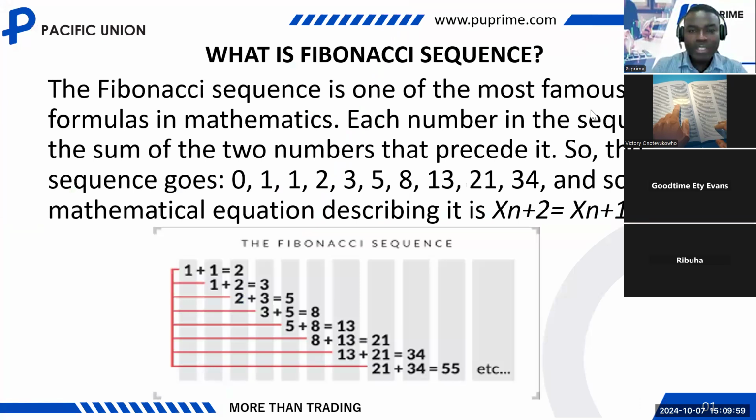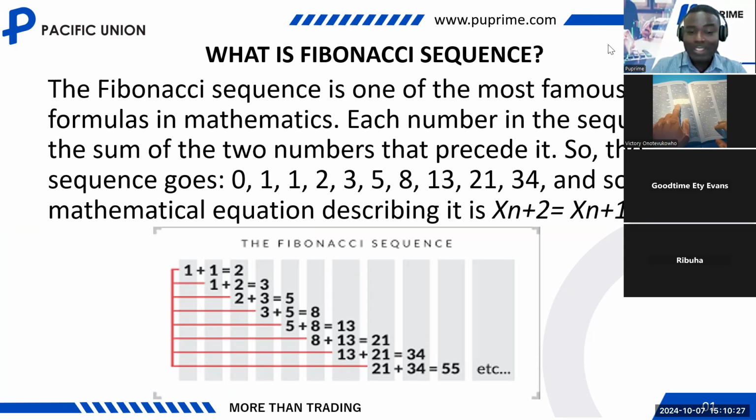I would say the Fibonacci sequence is one of the most famous formulas in mathematics, and each number in the sequence is the sum of the two numbers that precede it. So the sequence goes thus: 0, 1, 1, 2, 3, 5, 8, 13, 21, 34, and so on. The mathematical equation describing it is x(n+2) = x(n+1) + x(n).